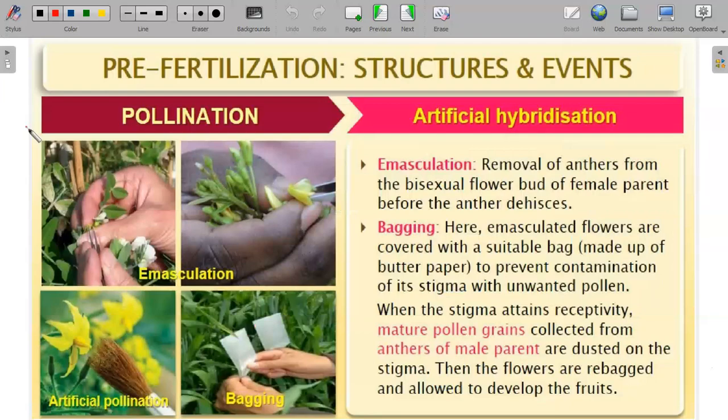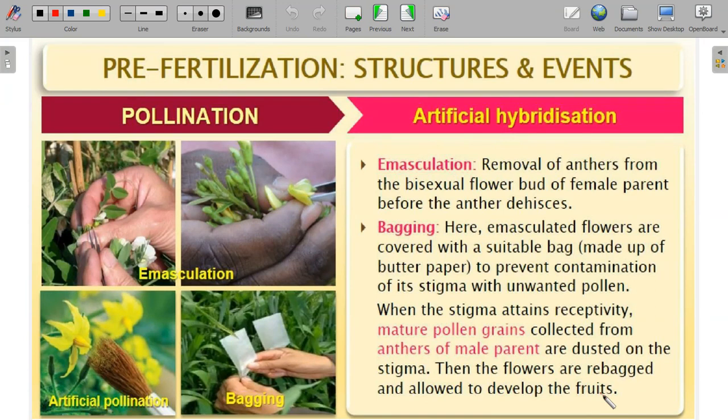So when you take this into consideration, pollination is necessary, but to prevent unwanted pollination or contamination by unwanted pollen grains, we are covering with a butter paper, which is called bagging, and we'll put a tag also for identification. So when the stigma attains receptivity, mature pollen grains collected from the anthers of a male parent are dusted on the stigma. The flowers are rebagged and allowed to develop into the respective post-pollination or fertilization events.